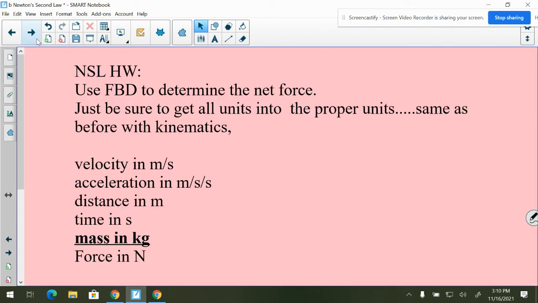So you're going to get a homework from the sub if I'm not here, and it's going to basically walk you through. It's going to have you draw free body diagrams. Make sure your units are proper. Make sure your velocities are meters per second, accelerations meters per second squared, distance in meters, times in seconds. The mass, pay attention, the units give it away. If it says kilograms, you know it's a mass. If it says newtons, you know it's a weight or a force.